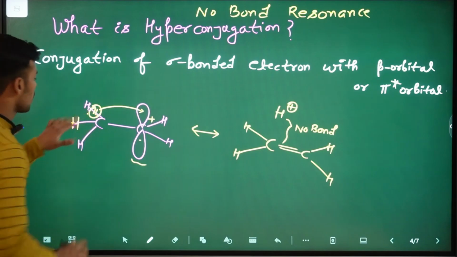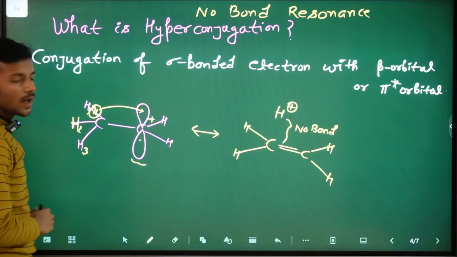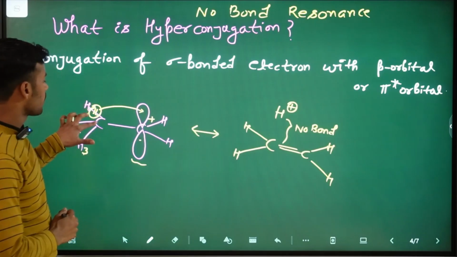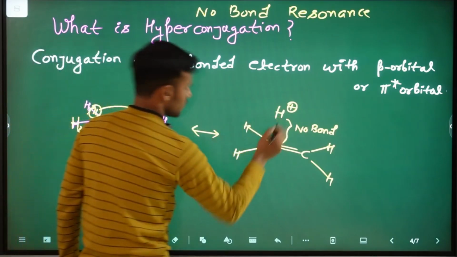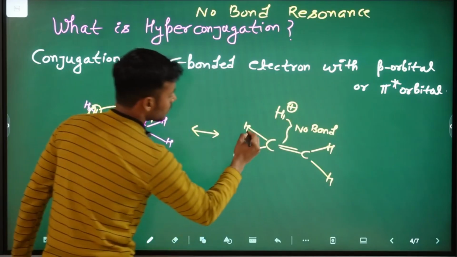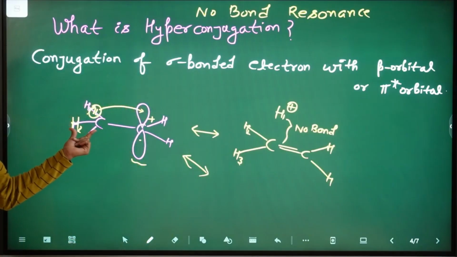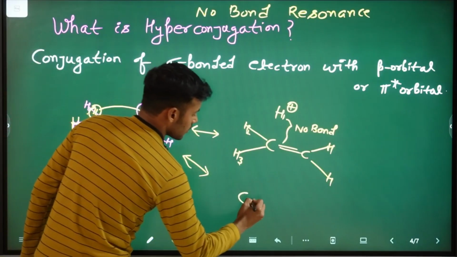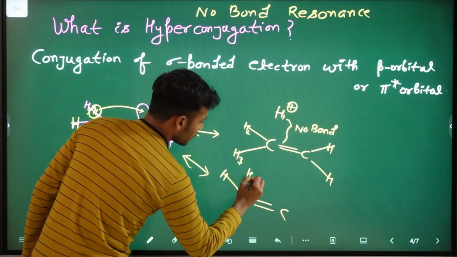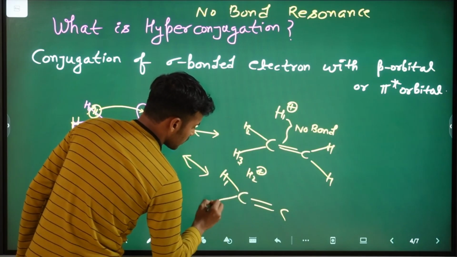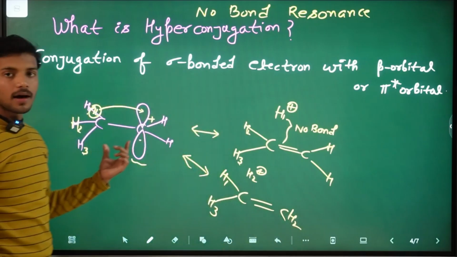To distinguish the hydrogens, we can give different numbers: H1, H2 and H3. Here, what will happen? The CH1 bond will break and form this structure. So this is H1, this is H2 and H3. We can also take the CH2 bond. So the CH2 bond will break and form this structure. And the CH3 bond also breaks.